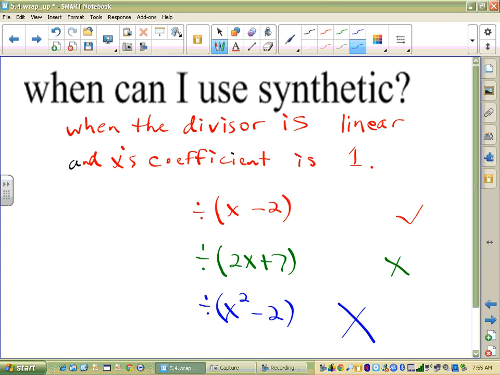Just because of the nature of the beast. So in your quotient, you'd have to throw a 2 out front. So, like I said, because of that, it's kind of weird. And then you end up with fractions and, yeah.